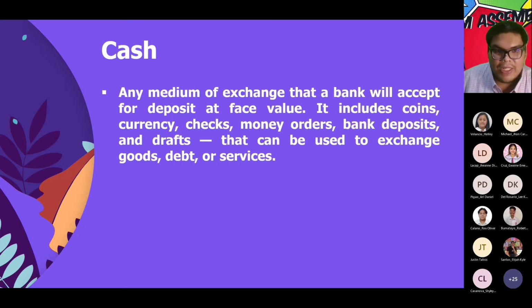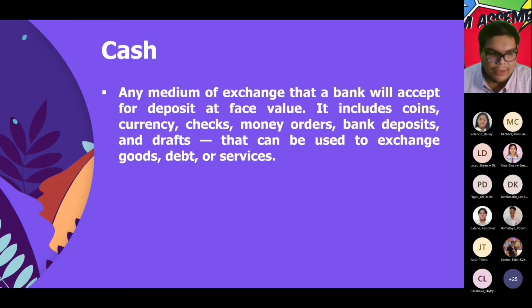I would like to apologize in advance, I'm a bit wordy when giving definitions. So cash is a medium of exchange that a bank will accept for deposit at face value. What does face value mean? It's not the face of the person depositing. It means it must be recognized by the government. It includes coins, currency, checks, and we will discuss that in more detail in FABM2, money orders, bank deposits, and drafts that can be used to exchange goods, debt, or services.